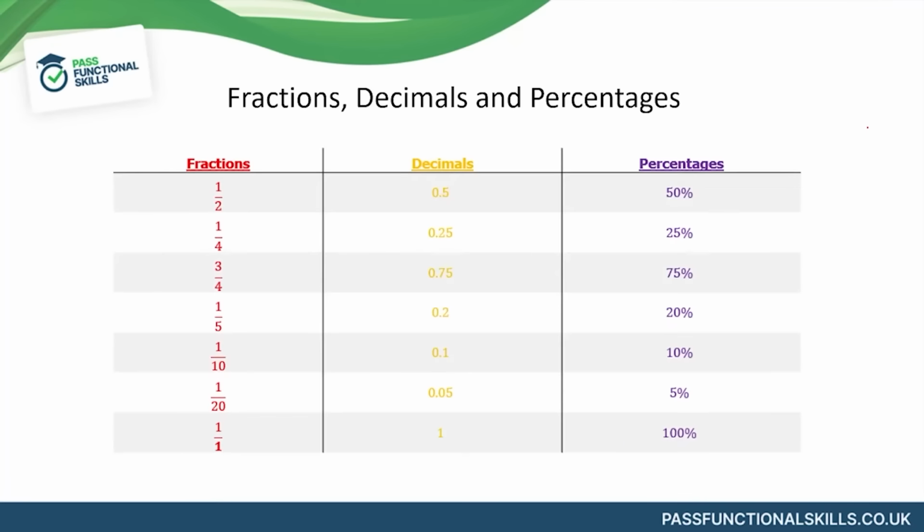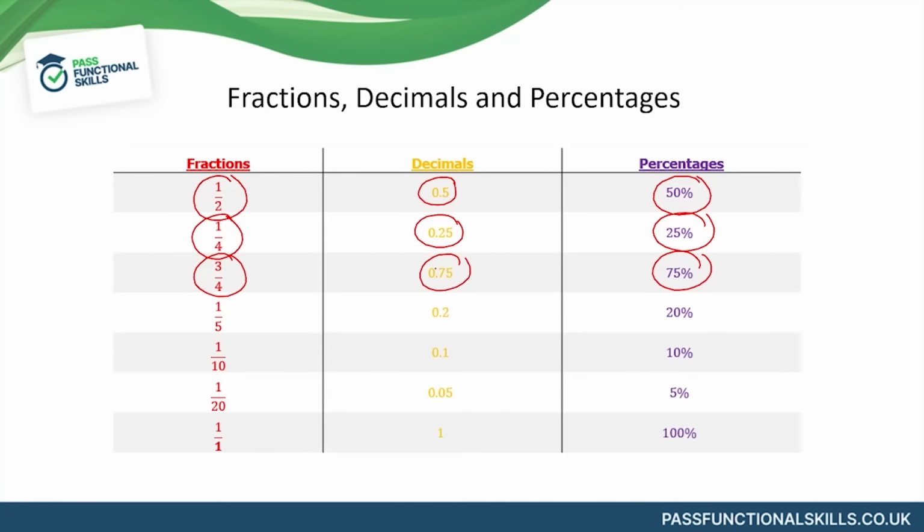So for fractions, decimals and percentages, it's really, really important that you memorize all of these values here. Hopefully you know that 1/2 is 50%, but I know lots of students who don't know that 1/4 is 25% and that therefore 3/4 is 75%. These are three really, really important ones. And it's worth learning what the decimal equivalents are as well. 1/2 is 0.5, 1/4 is 0.25 and 3/4 is 0.75. But if you know the percentages, then it's quite easy to go from the percentages down to the decimals, just divide by 100.